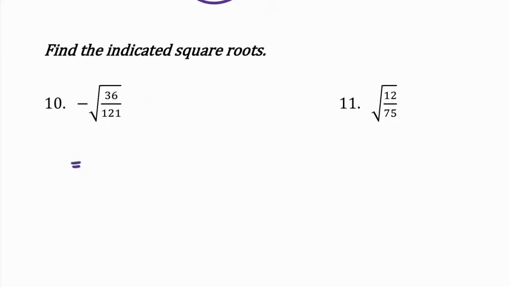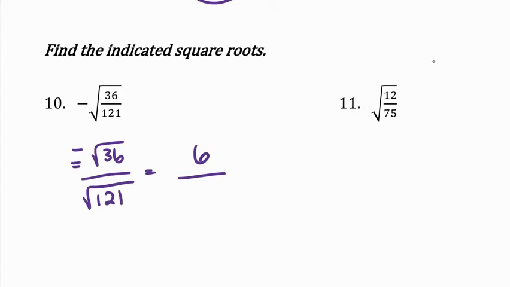I can rewrite this as the square root of 36 over the square root of 121. Oh, I gotta make that whole thing negative, right? So then on the top, I would get 6. On the bottom, the square root of 121 is 11. And then I just got negative 6/11. Okay, so look at whether the top and bottom are perfect squares.